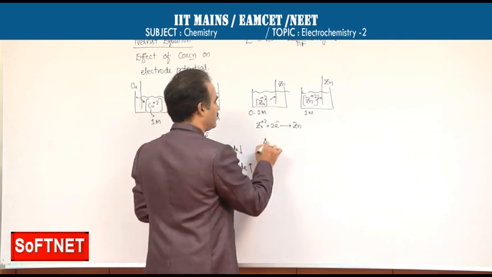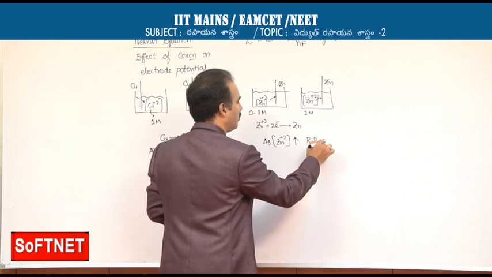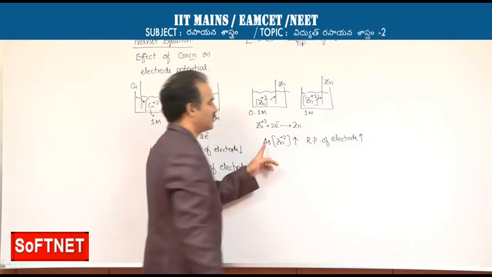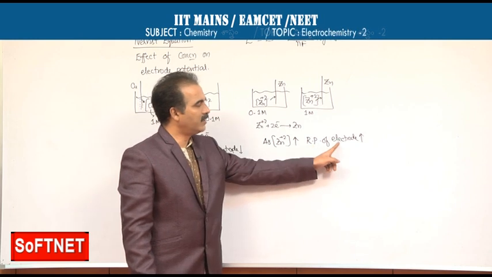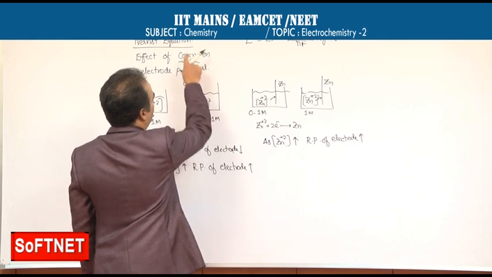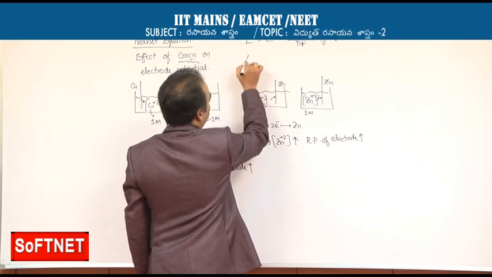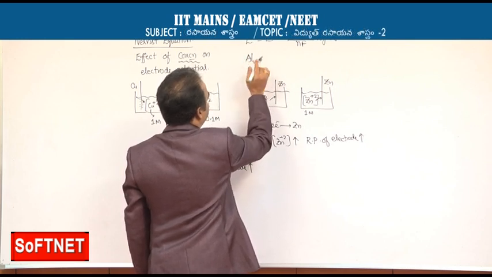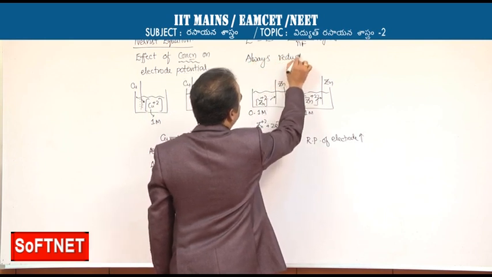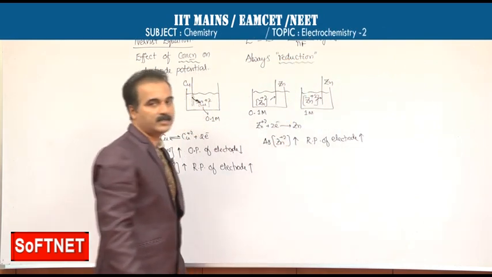So, as the concentration of the zinc plus 2 increases, the reduction potential of the zinc electrode also increases. As the concentration of the zinc plus 2 increases, the reduction potential of the electrode increases. That effect of concentration on electrode potential is given by the Nernst equation. So, let us see, always we should use reduction reactions. According to convention in electrochemistry, we should always use reduction potentials.